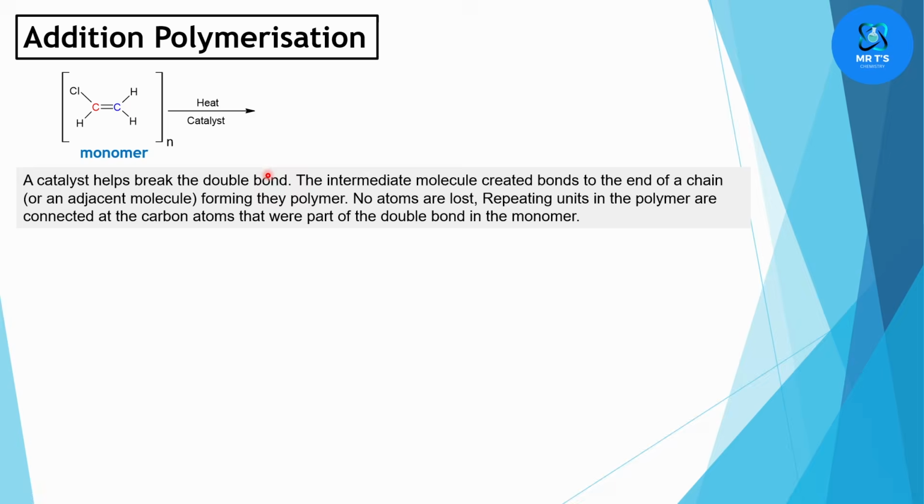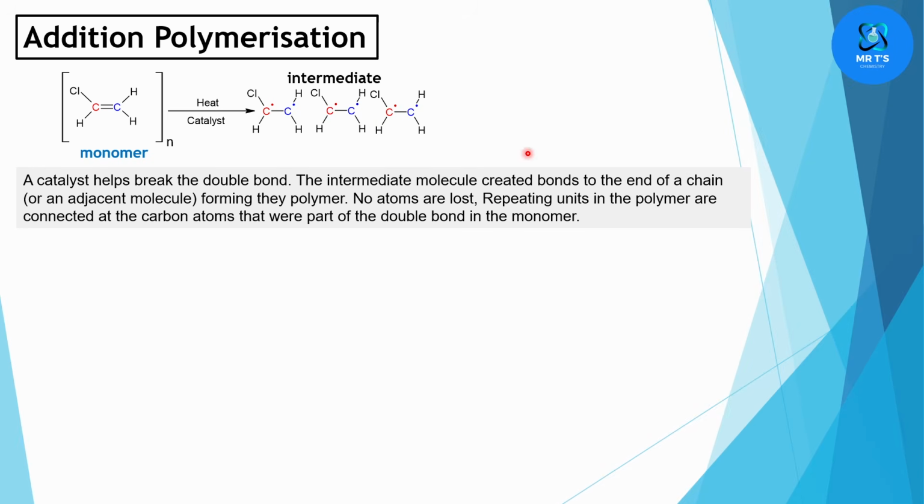So the first step that happens is that the catalyst will help the double bond break, and it will break into these intermediate molecules. They're called radicals, because the bond is broken and the carbons are just left with one electron each, and they're looking to make another bond. And these carbons are going to form a single bond to the adjacent carbon. So we've broken the double bond, and now they're looking to form a single bond.